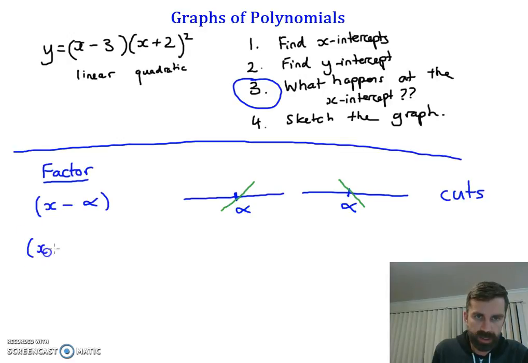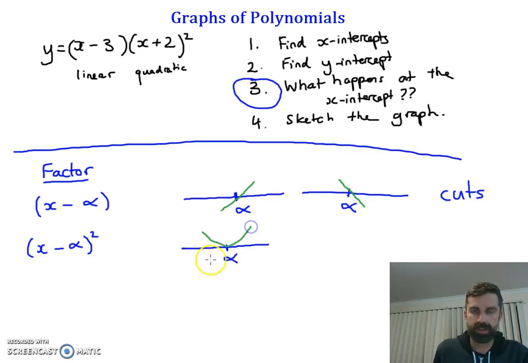Second possibility is that we've got (x take alpha) all squared. Well, in this case, we know from quadratics as well that if we were drawing a graph of that, it's not going to cut through, it's only going to just touch the x-axis. So it's going to come down, touch the x-axis at x equals alpha, and then go back up again. Or alternatively, it could just come up from the bottom and touch. I'll just draw that in a dotted line. So what we say there is that it touches the x-axis.